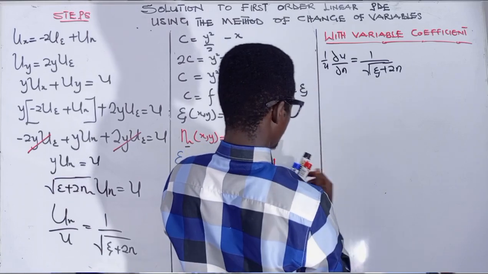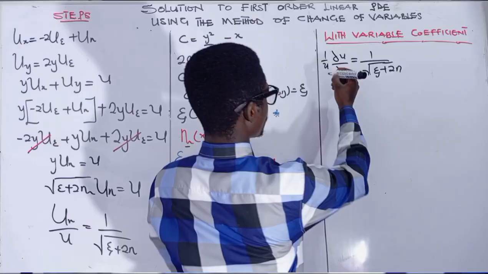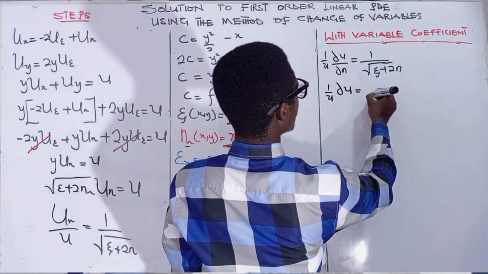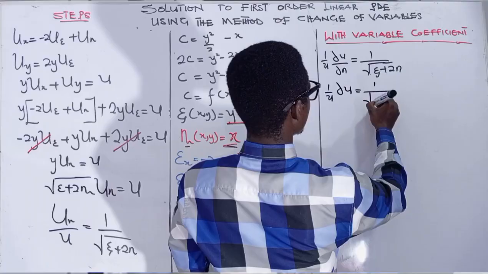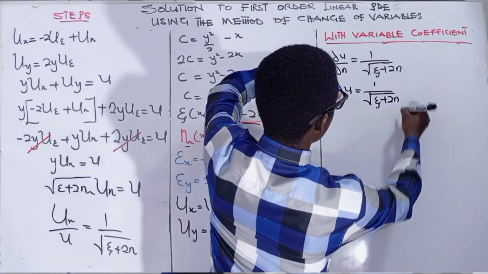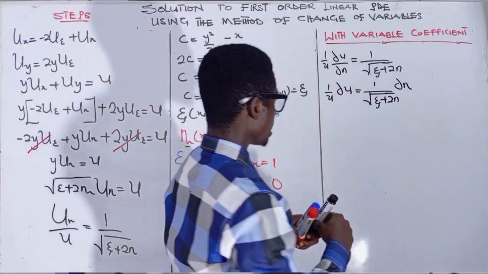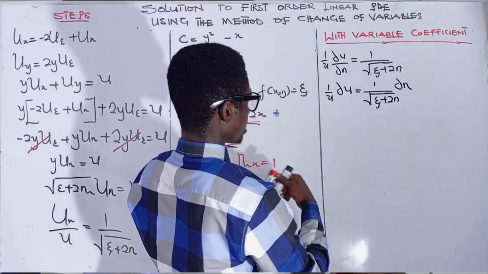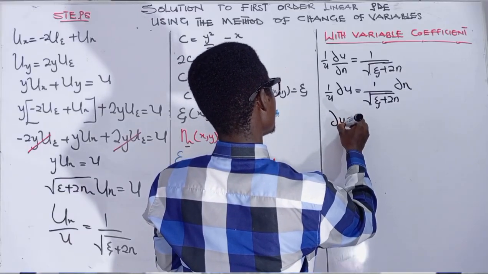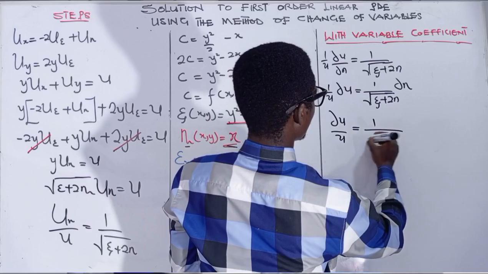So from here we can separate the variables into u and eta. So we are going to have 1 over u del u is equal to 1 all over root of xi plus 2 eta, and then we have d eta. Very, very easy and simple. We can rewrite this as del u all over u is equal to 1 all over root of xi plus 2 eta d eta.